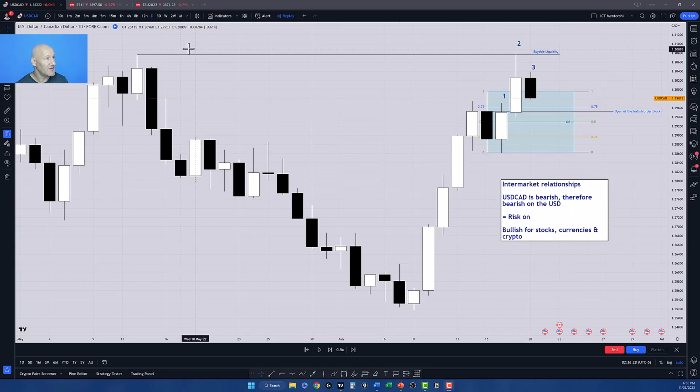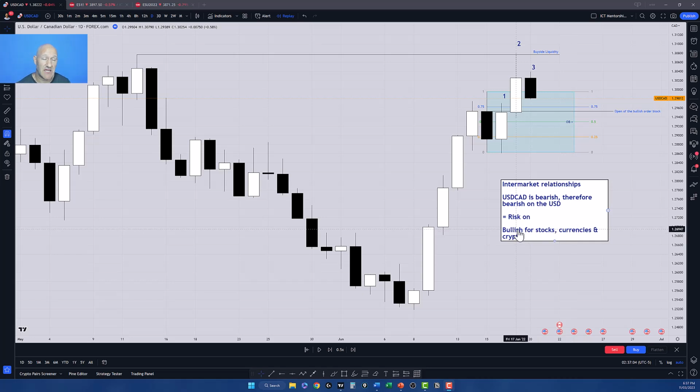And so in this example, if we're bearish on the US dollar CAD, so we're actually bearish on the dollar in this example because that's the numerator, then that means it's a risk on environment. So remember, when the dollar is going down, that's bullish for risk assets. So it's a risk on environment, which means it's going to be bullish for risk assets, which is our stocks or stock indices, US dollar denominated currencies or foreign exchange, and cryptocurrencies.